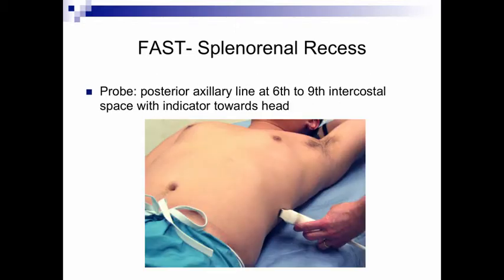Moving to the other side of the body, you'll try to image the splenorenal space. The splenorenal space is a little bit more cephalad and a little bit more posterior compared to the hepatorenal space. So typically you're looking at a posterior axillary line position somewhere in the 6th to 9th intercostal space. One other thing that you'll note in this image is that the probe is rotated slightly, and this is commonly employed in order to get between the ribs and avoid imaging artifact from rib shadowing, obscuring the structures you actually want to see.